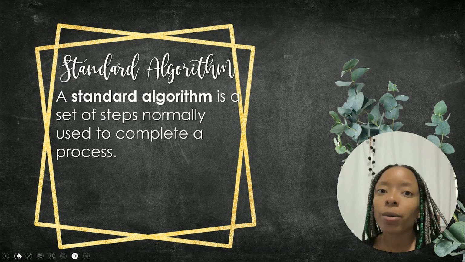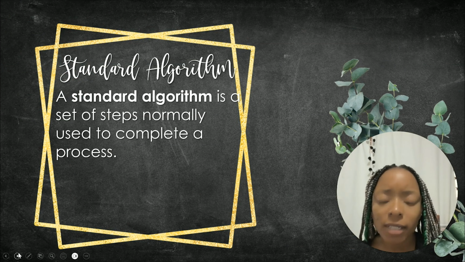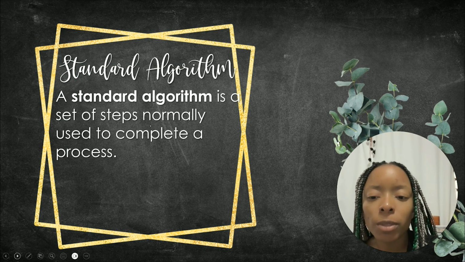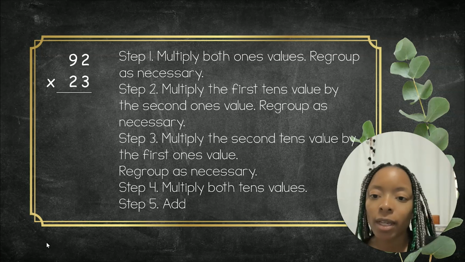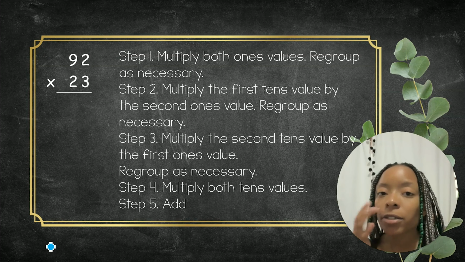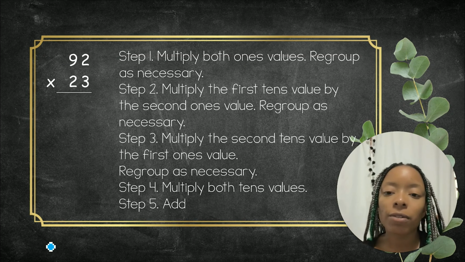So, what is the standard algorithm? A standard algorithm is just a set of steps normally used to complete a process. So we have our steps here, and we're going to walk through them, and I'm going to color code the steps to make it a little easier to follow along.